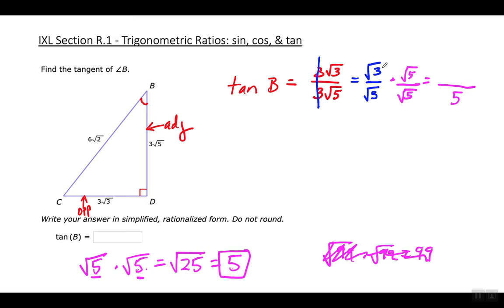Okay, now on the top, square root of 3 times square root of 5, you multiply what's underneath the radical sign, and you get that.